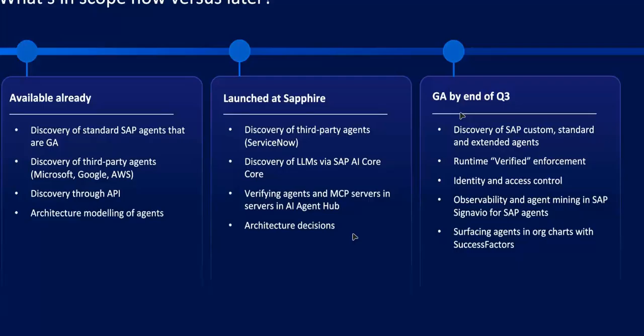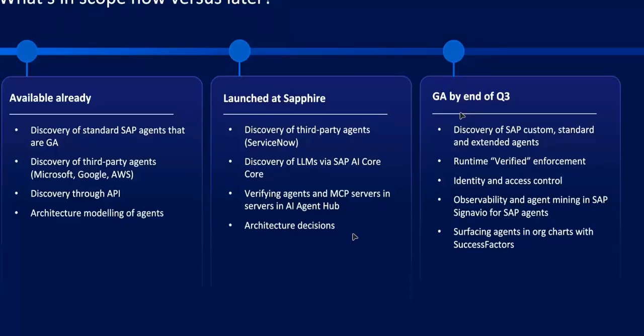You can also discover agents through APIs, and architecture modeling of agents as application subtype. You can already do it. What was launched recently at SAP Sapphire is addition to the third party agents. So ServiceNow agents can now also be discovered. Discovery of LLMs via SAP AI Core is also something that you can do.